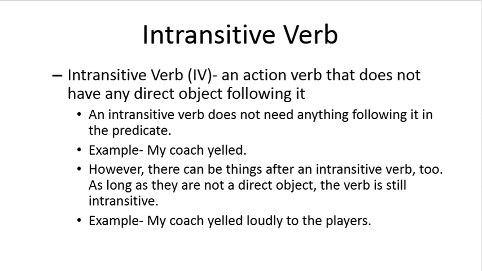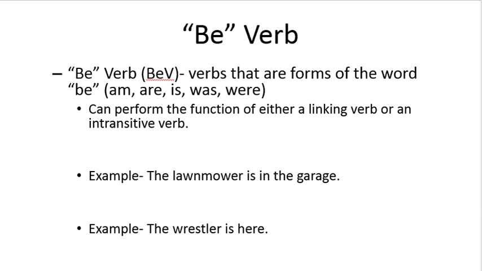Okay? The other type of verb that you could have is called a be verb. Be verbs are verbs that are formed of the word be. Am, are, is, was, and were. Okay? So they're the verbs that tell a state of being. They can perform the function of either a linking verb or an intransitive verb. We're not really going to cover linking verbs, mostly because we're running out of time in the school year. But they could also be an intransitive verb.